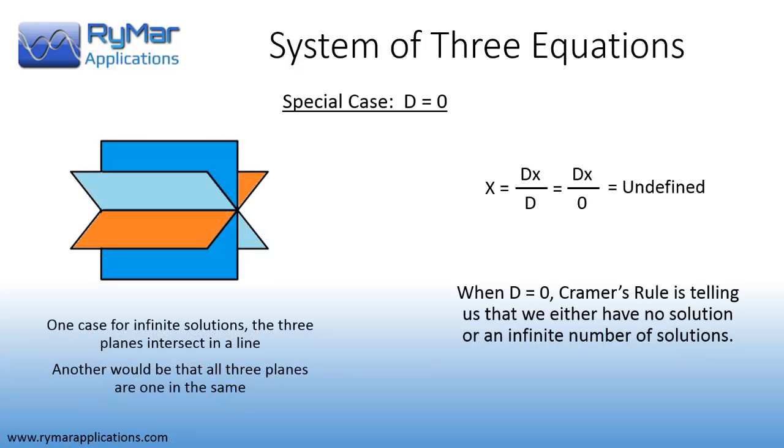Here's an example of an infinite number of solutions. Now we've got the three planes, but look right here in the middle. We've got that line where all three of them intersect each other. So they don't intersect in a single point. They intersect in a line. A line contains an infinite number of points. So this is the case where we have an infinite number of solutions. Another case would be maybe you have three equations that look like they're three separate equations, but they really describe the same three planes. So the three planes are really one and the same.